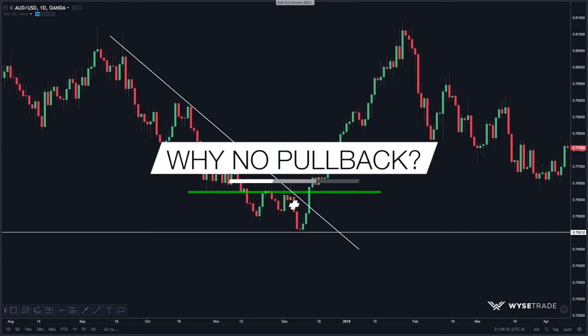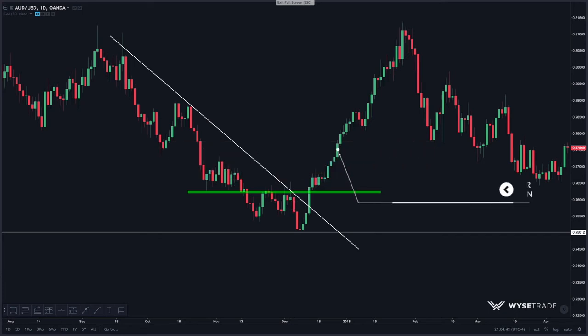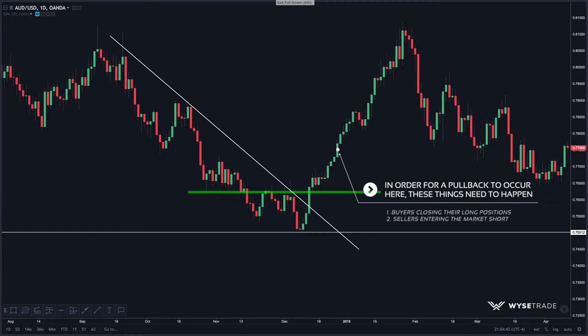So you're probably wondering, why does this pullback not occur? For a pullback to occur, you need 2 things to happen. You either need people who went long to start closing their positions, or you need sellers to start shorting this pair. Now, if you are even a beginner trader, you know that there is a high chance that neither of these 2 things are happening. And if they are happening, it is not happening enough to a scale where it can trigger a pullback. There are only buyers in the market right now, causing it to only have one direction.